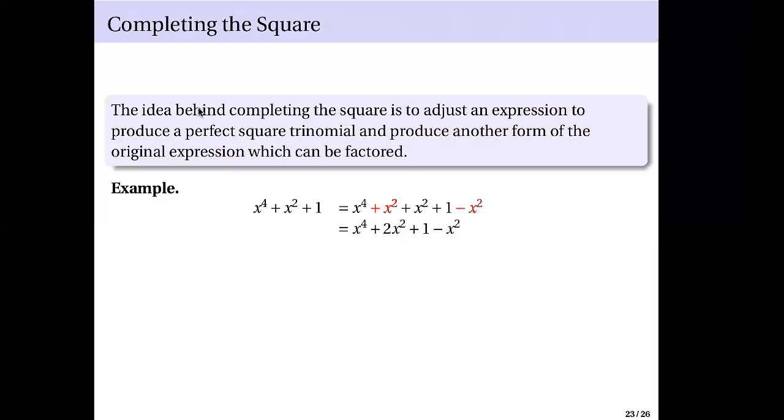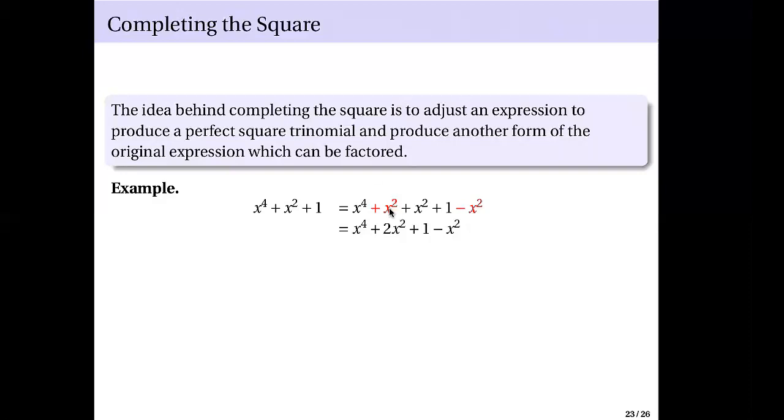Sure. So the idea behind completing the square is to adjust an expression to produce a perfect square trinomial and produce another form. Take note of this: another form of the original expression. So this here is our original expression. To produce another form of the original expression, you should add 0 or you should multiply by 1.